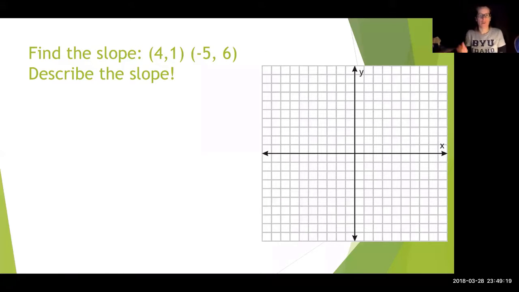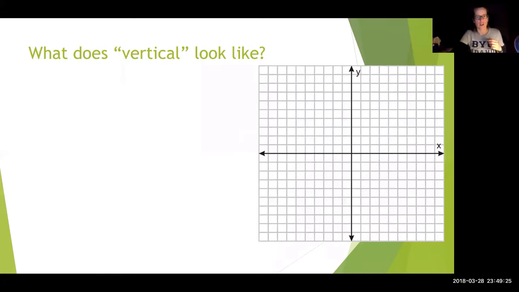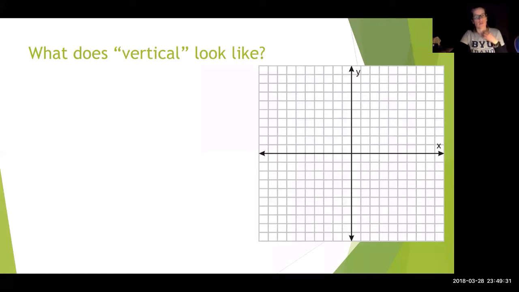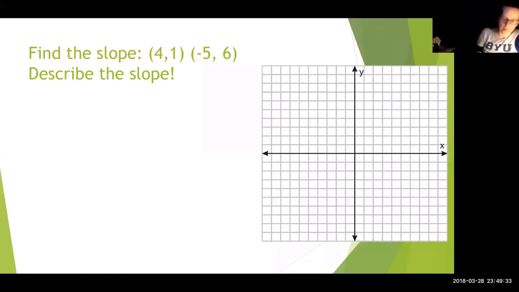Find the slope. So we have 2 points. We're going to find the slope, and then we're going to describe it. When we describe it, we'll use the terms we just saw: vertical, horizontal, slanted right downward, or slanted right upward. One of those. Remember, when you find the slope, Brother Bear did this, and I think it's a great idea: you should label your numbers. So we're going to call this x1, this y1, this x2, and this y2.